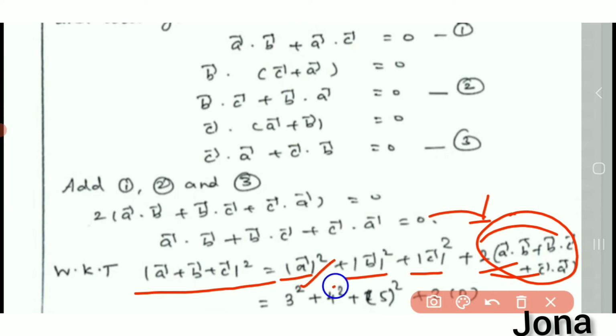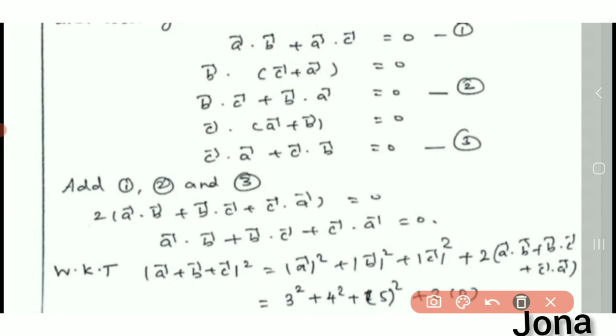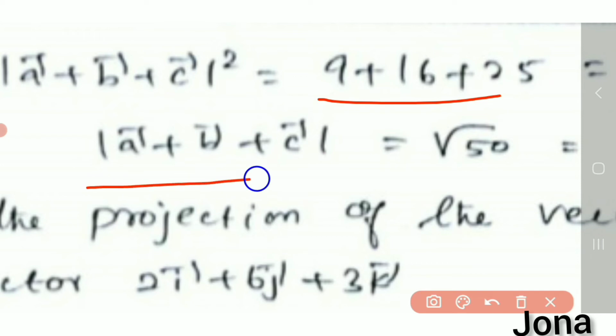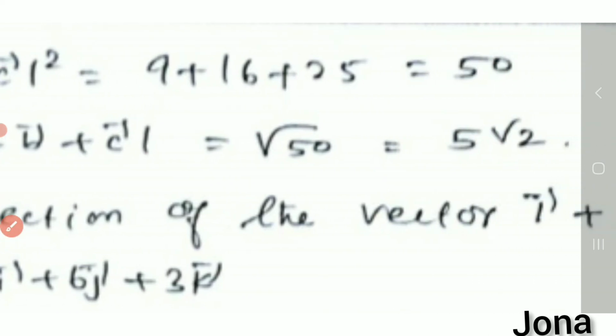The remaining things, these values are already given in the problem itself. So 3 square is 9, 4 square is 16 and 5 square is 25. Okay, so if you take the values, 9 plus 16 plus 25 is nothing but 50. So modulus of A vector plus B vector plus C vector, the whole square, equals 50. So modulus of A plus B plus C is simply root 50. That root 50 can be written as root of 25 into 2. The square root of 25 is 5. So 5 root 2 is the answer for this.